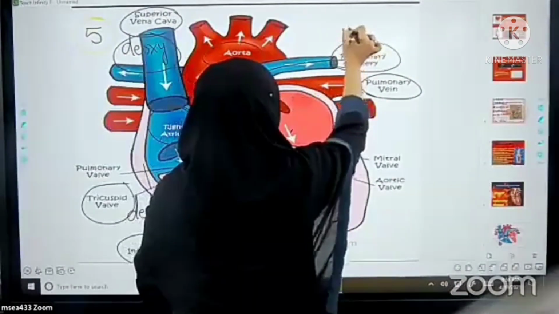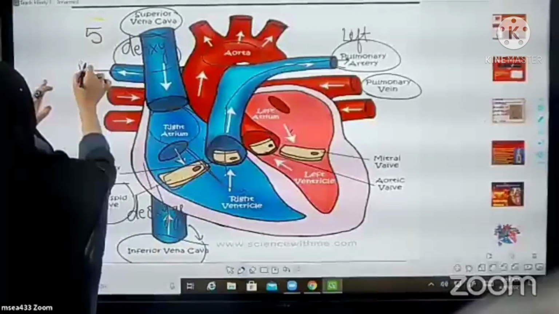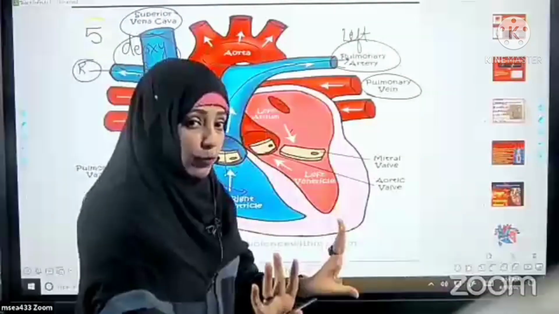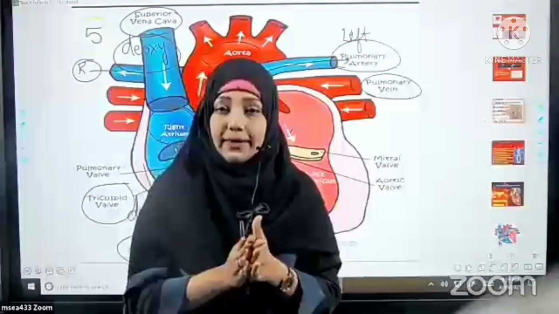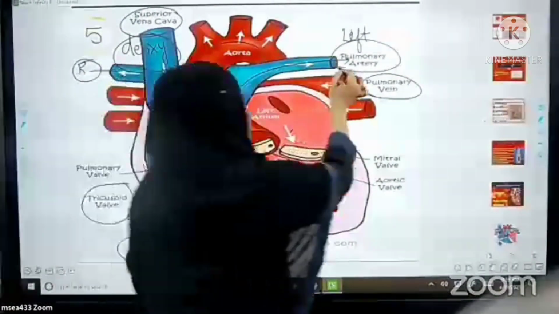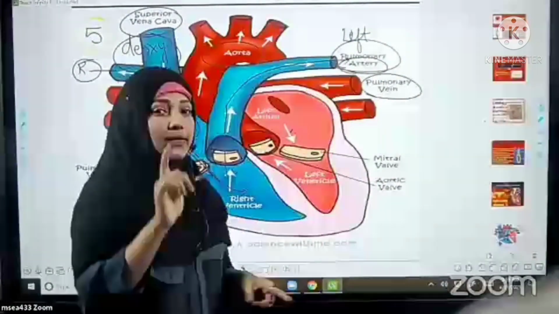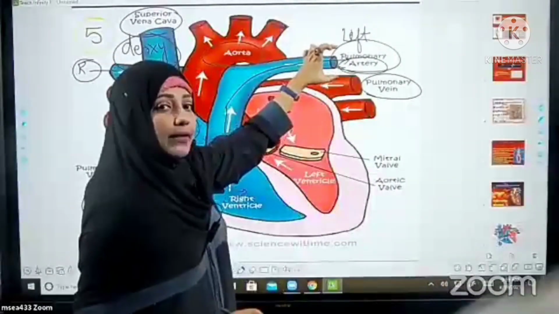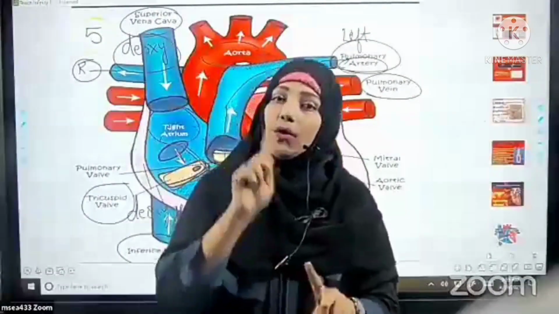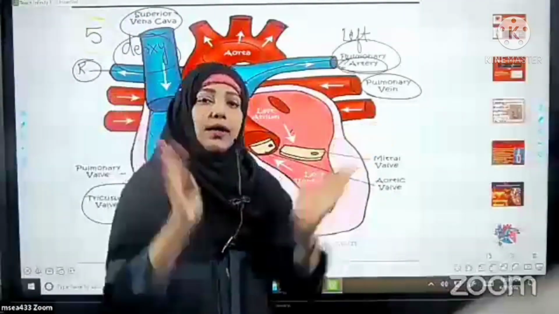The right pulmonary artery and the left. The left pulmonary artery goes to the left lung, and the right pulmonary artery goes to the right lung. Now oxygen is taken in and carbon dioxide is removed by the lungs. So the lungs make the blood oxygenated. Ma'am, you said all arteries have oxygenated blood. Yes, beta, the exception is only one artery, the pulmonary artery, which carries deoxygenated blood. All the arteries in our body carry oxygenated blood except the pulmonary artery, as it carries deoxygenated blood to the lungs for oxygenation.